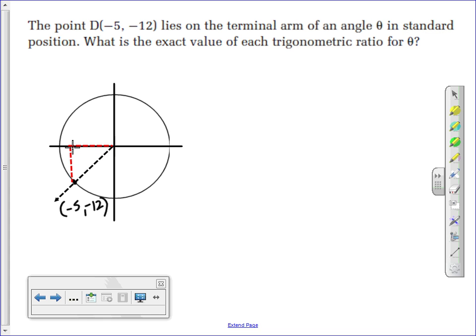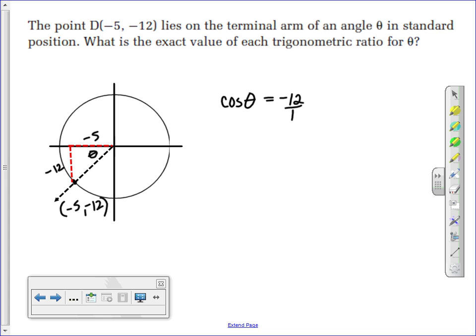I'll start with cosine. Well, cosine of theta, where this is theta right here, is opposite over hypotenuse. So in this case, the y value is -12, the x value is -5, so opposite would be -12. It's a unit circle, so it's over 1, so it's -12.